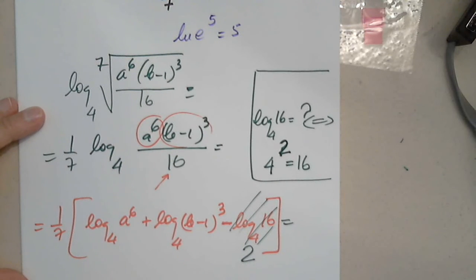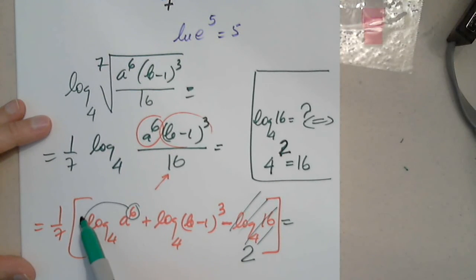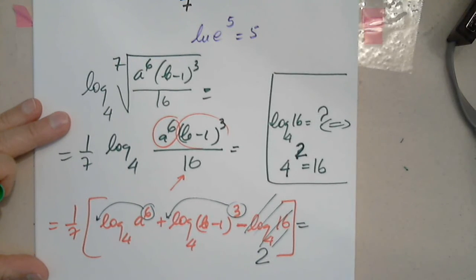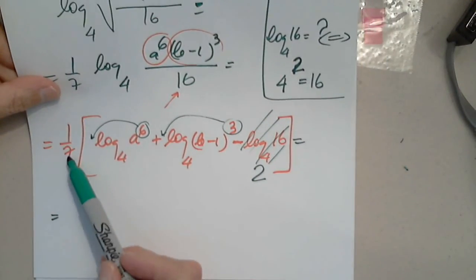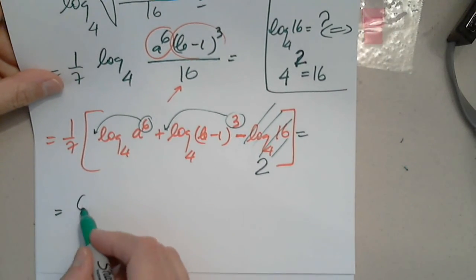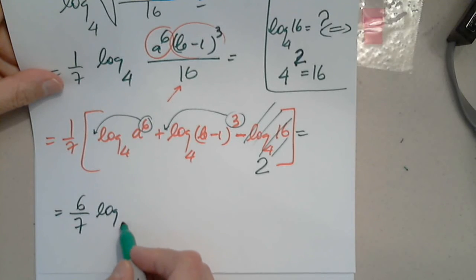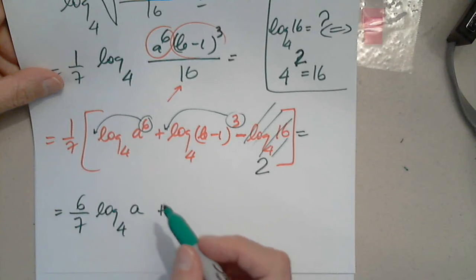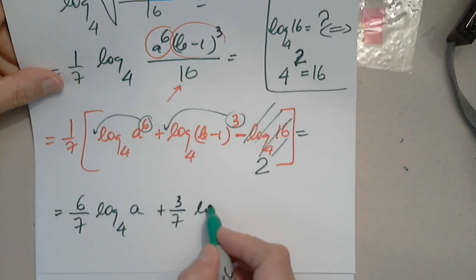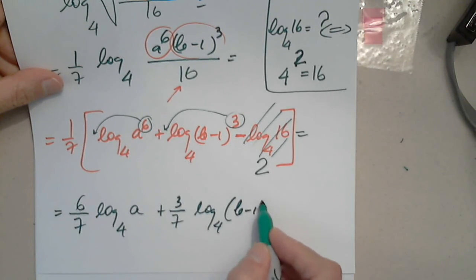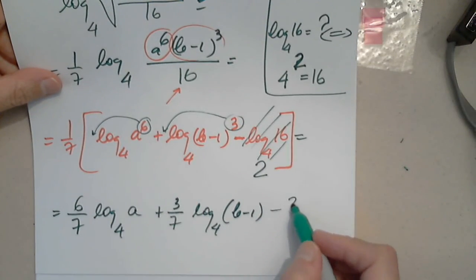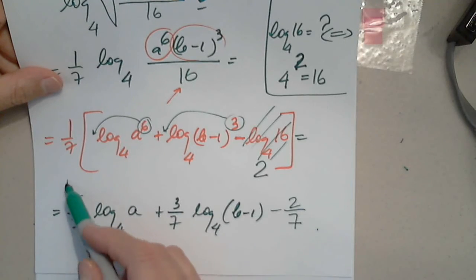And now we continue. All we have to do is bring the power in front by the power rule and then distribute 1 over 7 to all 3 terms. And it's done. So 1 over 7 times 6 is 6 over 7 log base 4 of a, plus 3 multiplied by 1 over 7, 3 over 7 log base 4 of b minus 1. Now this was replaced by 2 and I have to multiply by 1 over 7. And this is it.